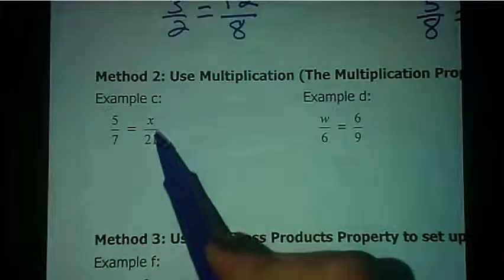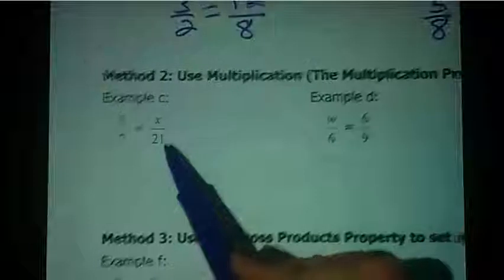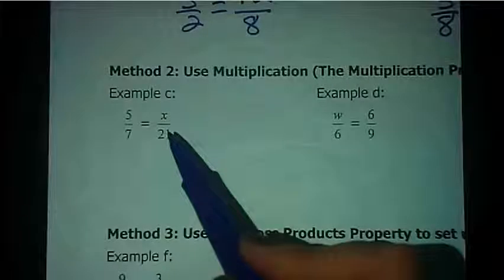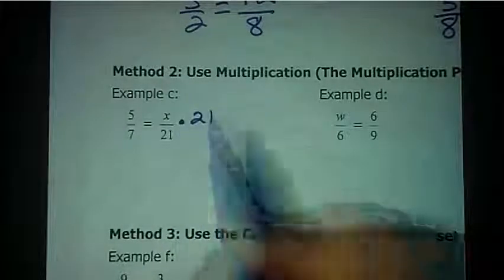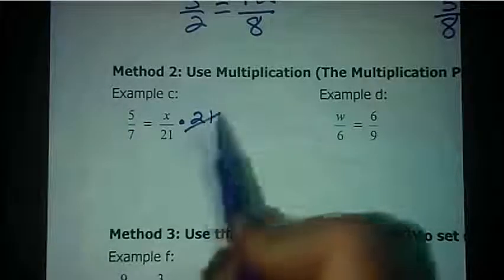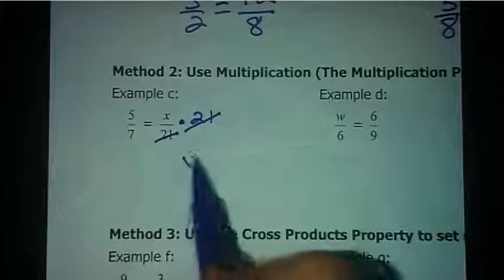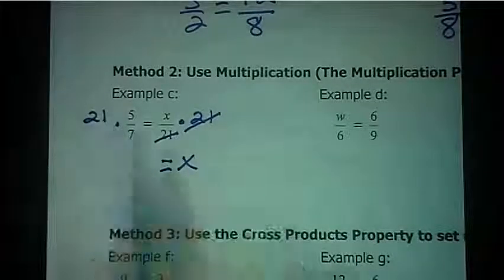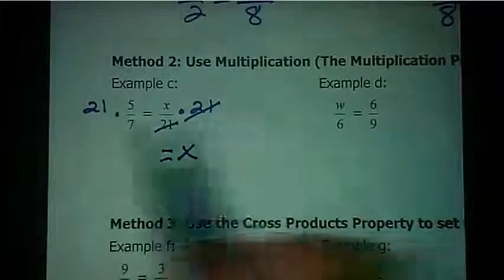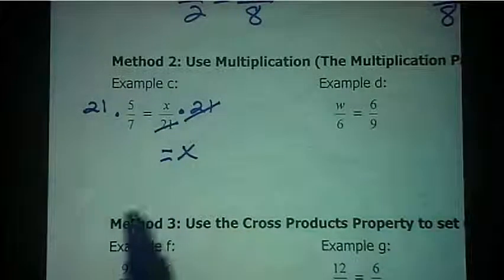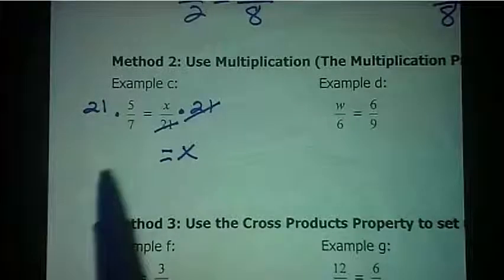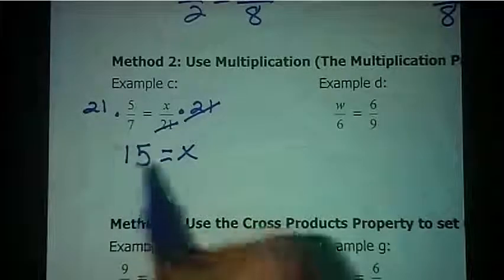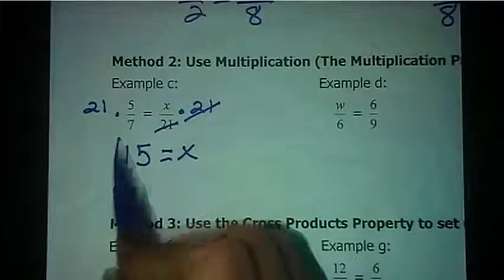So here it's like x is being divided by 21. How do you get rid of dividing by 21? Well, you multiply by 21. So if I multiply this side by 21, my 21s go away, and I'm left with just an x over here. On this side, if I multiply by 21, you could type this right into your calculator. 21 times 5/7. Do what you need to do. Type it all in. I'm looking at my cheat sheet. 21 times 5/7 equals 15. So in this case, x is 15.